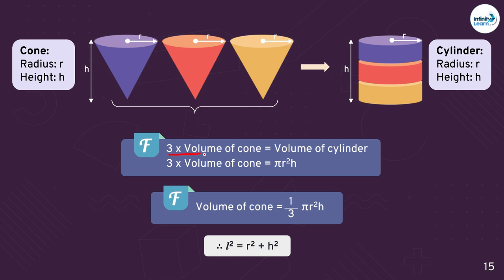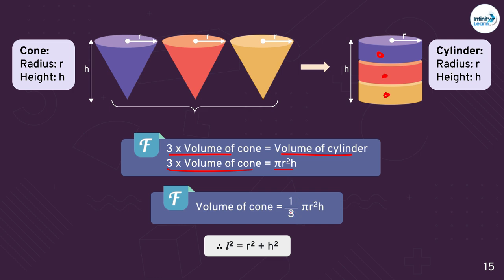3 into volume of cone is equal to volume of cylinder. So it means to fill a cylinder completely, how many cones required? We require 3 cones. This is cone one, second cone, and cone number 3. So 3 into volume of cone is equal to volume of cylinder.